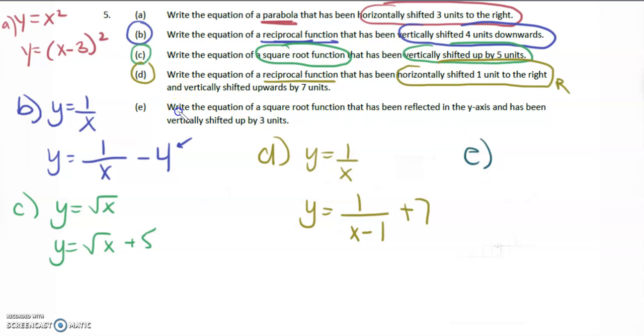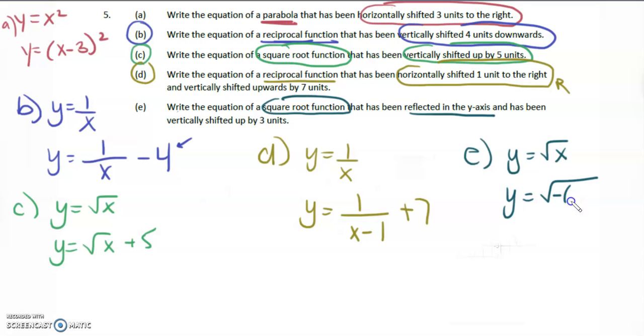And then E, write the equation of the square root function. We're dealing with y equals root x, reflected in the y-axis. We're going to get to that, but it's actually root of negative x. And then it has been vertically shifted up 3. So it's not even left or right, it's just up 3. I can just leave negative x under the root and then up 3. And we're going to learn this portion in the next section.